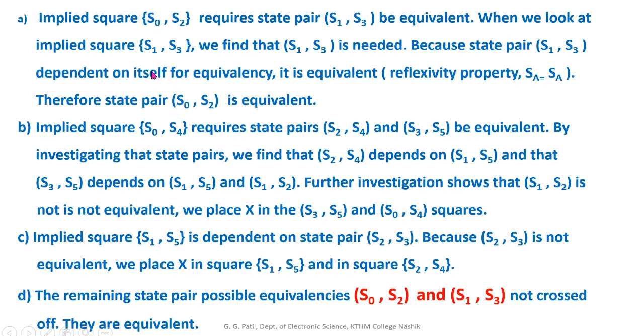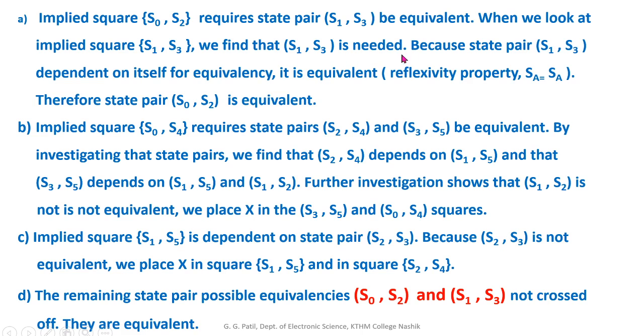Now see here is described in this slide. Implied state square S0 is equivalent to S2. State square S0 S2 requires the same thing described here: the state pair S1 is equivalent to S3. When we look at the implied state square S1 S3, we find that S1 S3 is needed.